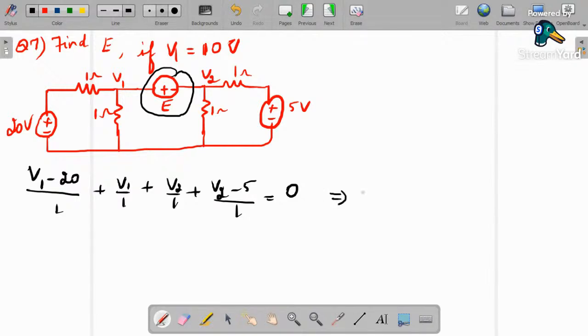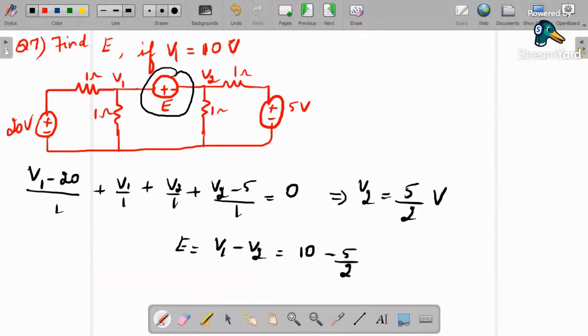So here if you are solving, you get V1 minus, yes, V1 is given as 10 volt. So if you are solving, you get V2. If you ask what value V2 gets, V2 will be equal to 5 by 2 volt. Again here E is from higher potential to lower potential, check the plus and minus. So it is V1 minus V2. So V1 is 10 minus 5 by 2. So it is going to be 15 by 2 volt. E is going to be 15 by 2.